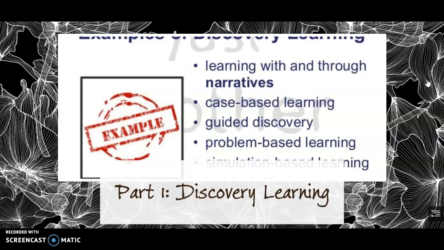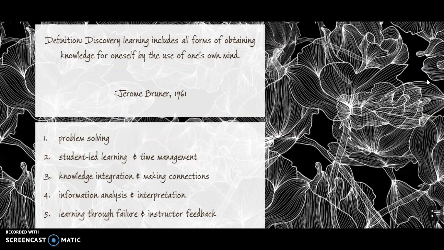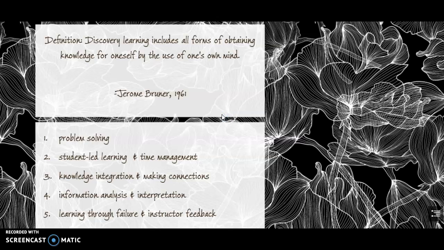It's actually pretty complicated, and I will attempt to simplify it according to Jerome Bruner. In 1961, Jerome Bruner defined discovery learning for us by saying it includes all forms of obtaining knowledge for oneself by the use of one's own mind. And I think ultimately, if we're trying to apply that definition, a lot of techniques could be used, but he really narrowed it down to 5 components.